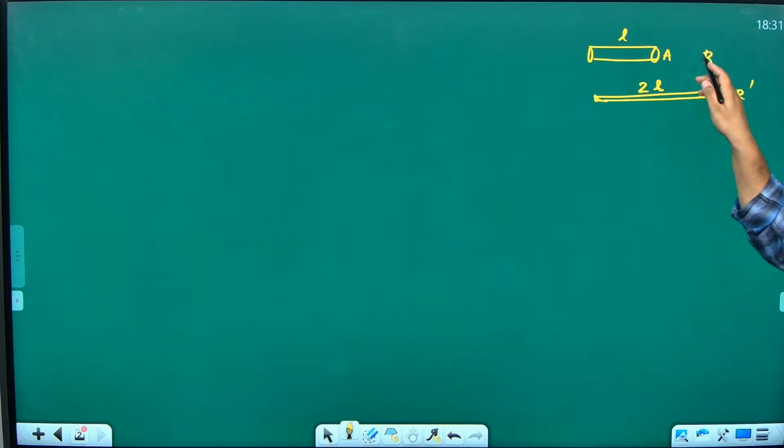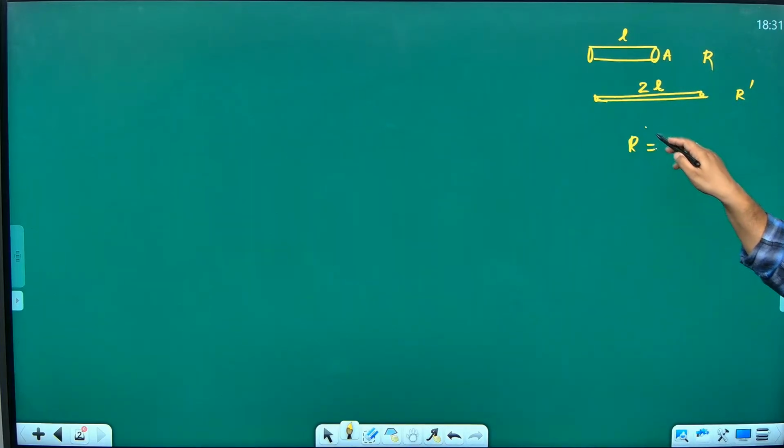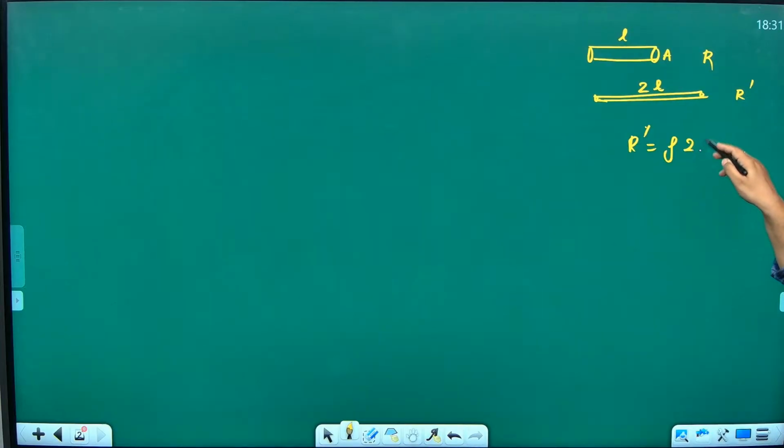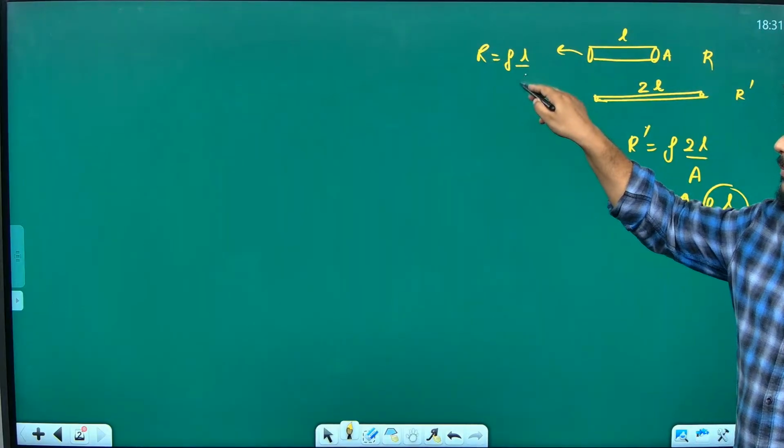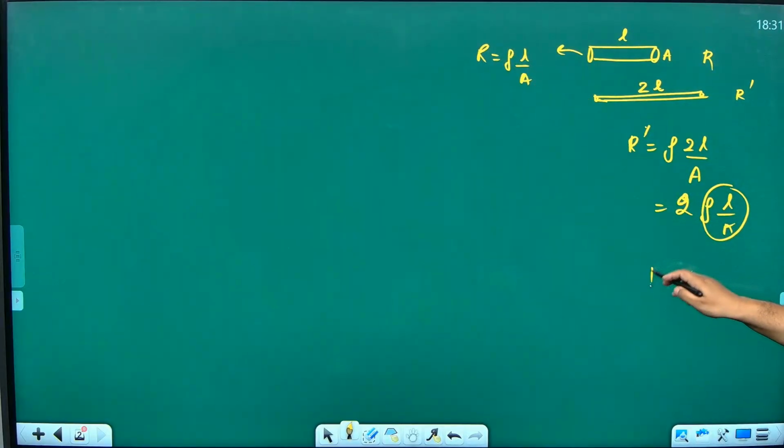Some students, what will they do? They will say R dash will become equal to rho into 2L by A. So it will become 2 times of rho into L by A, and rho L by A is for this material. Here R will become equal to rho into L by A. They will put that here and say R dash became 2 times of R. It is wrong.